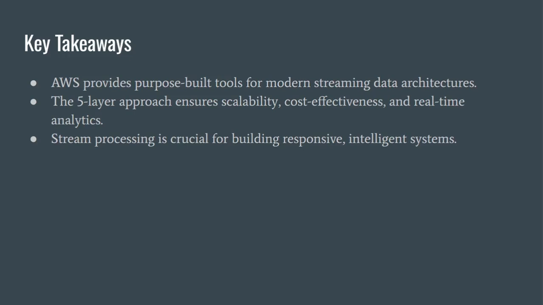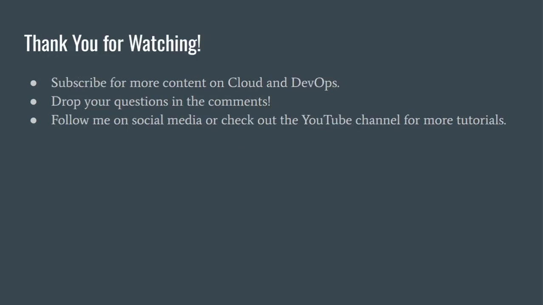That wraps up our discussion on modern data streaming architectures on AWS. We have covered everything from data sources that generate a stream to the ingestion, storage, processing, and finally, delivery of that data to its destination. If you are building real time analytics systems, event driven applications, or even an IoT solution, understanding this architecture will help you design scalable, resilient, and efficient systems on AWS.